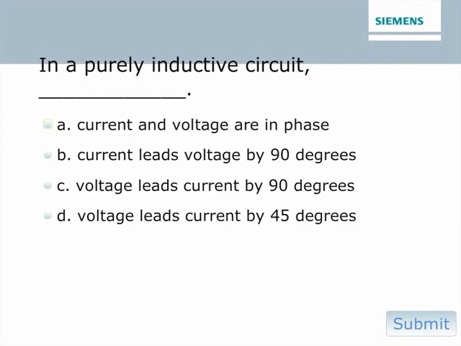Question 12. In a purely inductive circuit, blank. Is it A, current and voltage are in phase, B, current leads voltage by 90 degrees, C, voltage leads current by 90 degrees, or D, voltage leads current by 45 degrees?